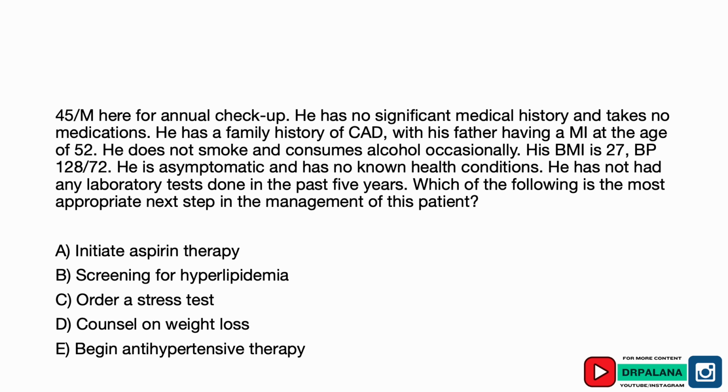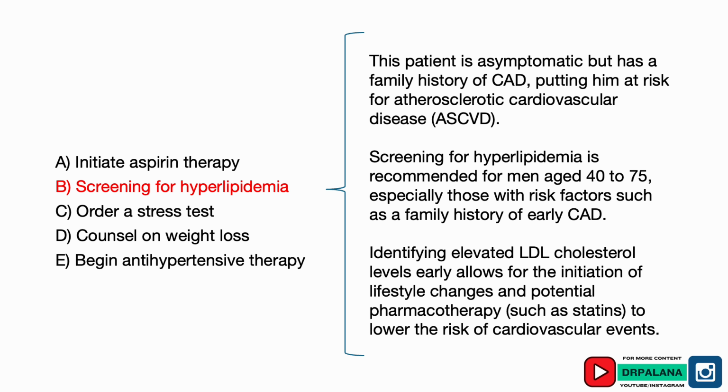And the correct answer is screen for hyperlipidemia, which is B. This patient is asymptomatic but has a family history of CAD, putting him at risk of atherosclerotic cardiovascular disease. Screening for hyperlipidemia is recommended for men aged 40 to 75, especially those with risk factors such as a family history of early CAD. Identifying elevated LDL cholesterol levels early allows for initiation of lifestyle changes and potential pharmacotherapy like statins to lower the patient's risk of cardiovascular events.